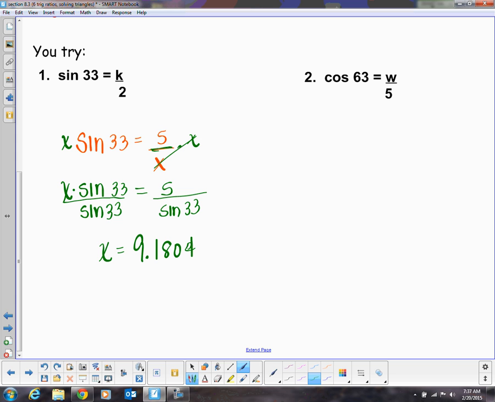Okay? So what you're going to do is you're going to do 33 sine. Then the 5 was already there. Then you're going to say 5 over, and you're going to do 0.5446. Now you're going to do 5, okay? 4 places past the decimal. Now you're going to do 5 divided by... Okay, no, we need 5 first. Oh, there you go. You got it.